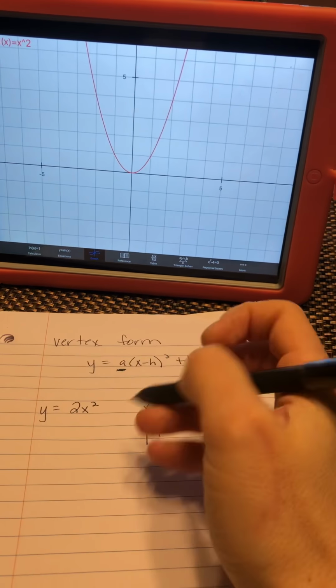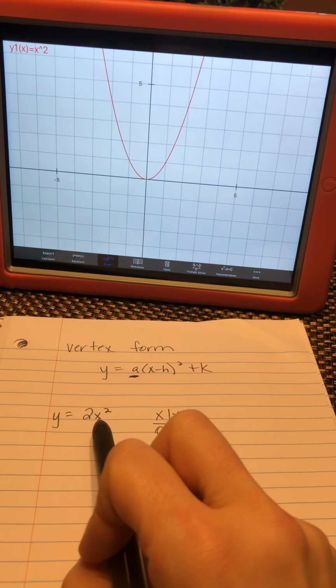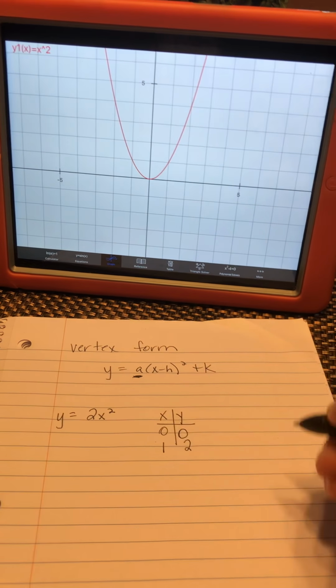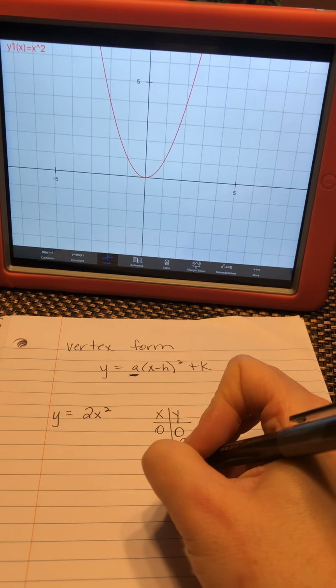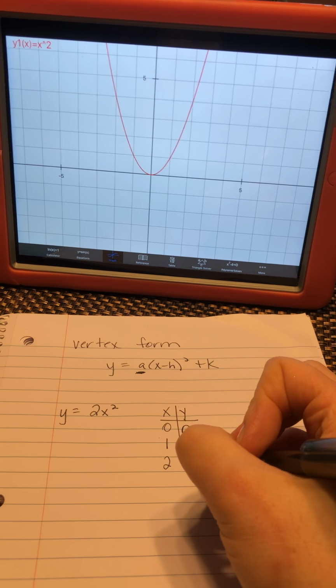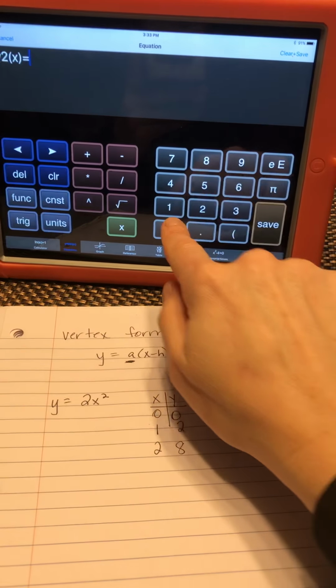But what if my x is 1? Well, remember, you have to do order of operations, which means you do exponents before you multiply. So 1 squared is 1, and 1 times 2 is 2. And what if my x is 2? 2 squared is 4, 4 times 2 is 8. So what is that going to look like if I put this in my graphing calculator?